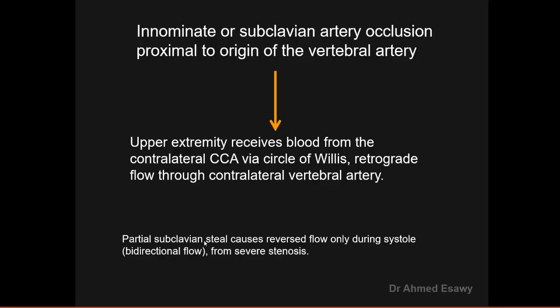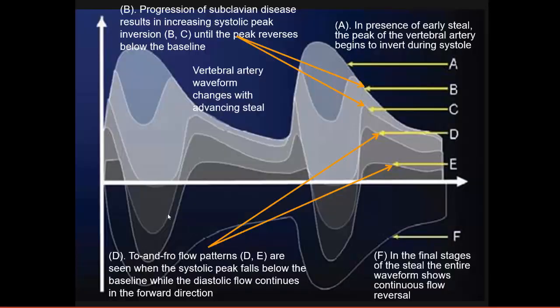Partial subclavian steal causes reversed flow only during systole, bidirectional from severe stenosis. This is an example of progression of subclavian disease resulting in increased peak systolic velocity inversion until the peak reverses below baseline. This is the vertebral artery waveform. It changes with advancing steal.